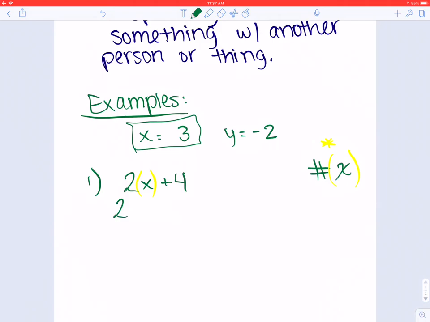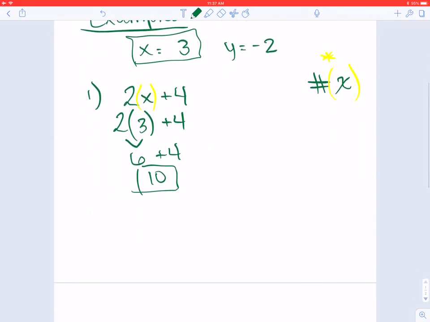So I have 2 parentheses 3 plus 4. Now I need to follow the proper order of operations, which says I multiply first. So 2 times 3 is 6, plus 4 is 10. We just used substitution. Let's try another.